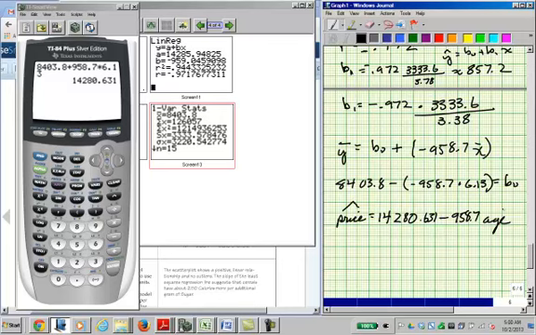Now, what's the meaning of this number right here? This is the price of the car when it's new, when its age is 0. And what's the meaning of 958.7? For every increase of age in 1 year, the estimated price decreases by $958.7.